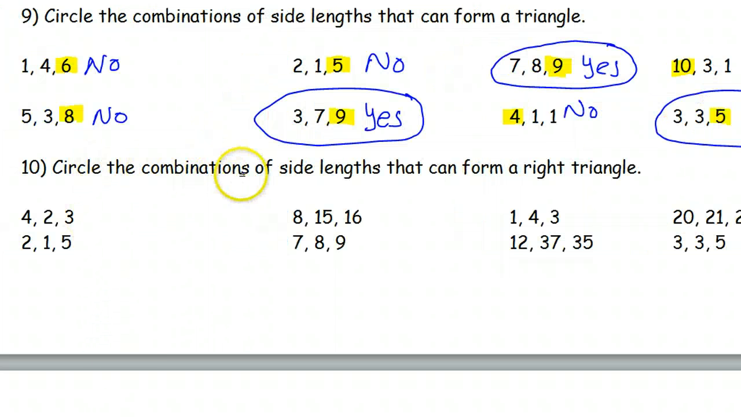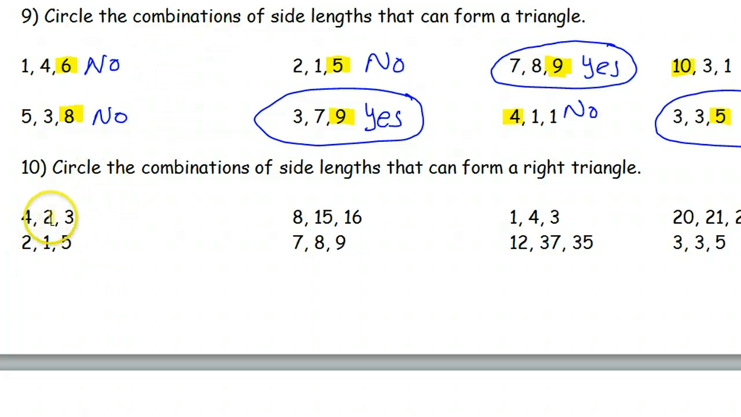Alright, for number 10, we're supposed to circle the combinations that can form a right triangle. Not just any kind of triangle, but a right triangle. If it's a right triangle, the Pythagorean theorem should work: a squared plus b squared equals c squared.